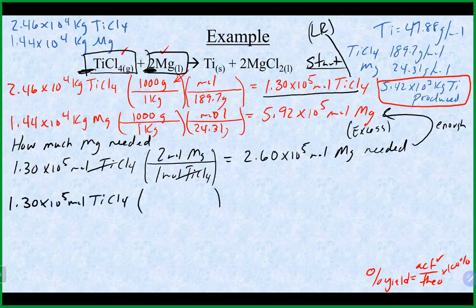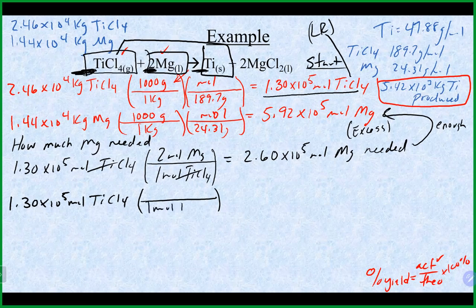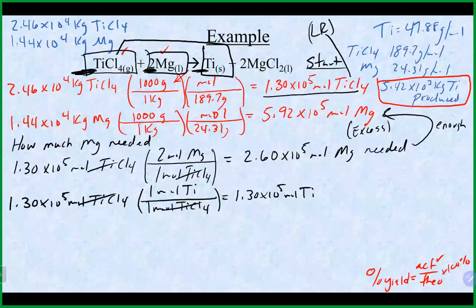So we have moles of TiCl4. We now want the relationship between TiCl4 and our product, which is Ti. From the equation, it is a 1-to-1 relationship between those two, so that makes it not too bad. A mole of TiCl4 gives a mole of Ti, and we end up with 1.3 times 10 to the 5th moles of Ti. That would technically be the theoretical yield in moles.